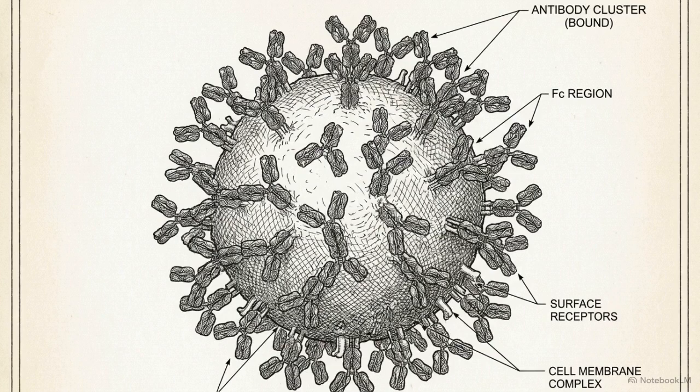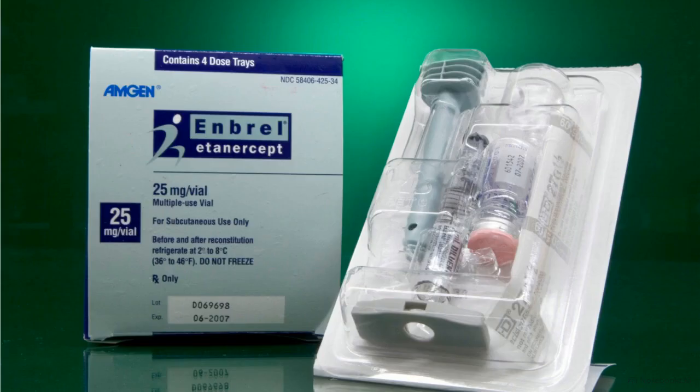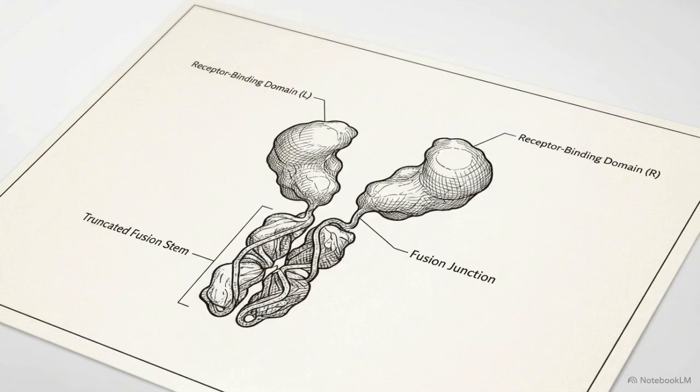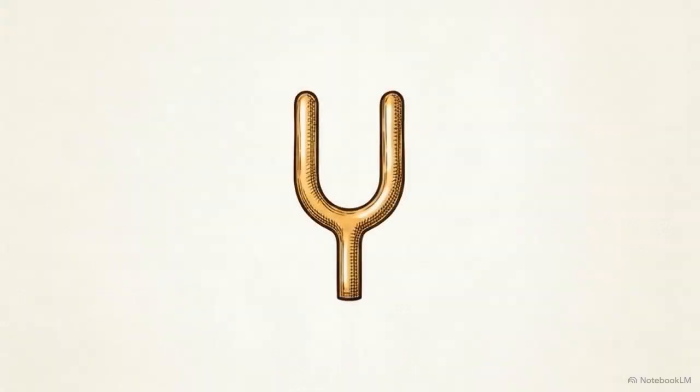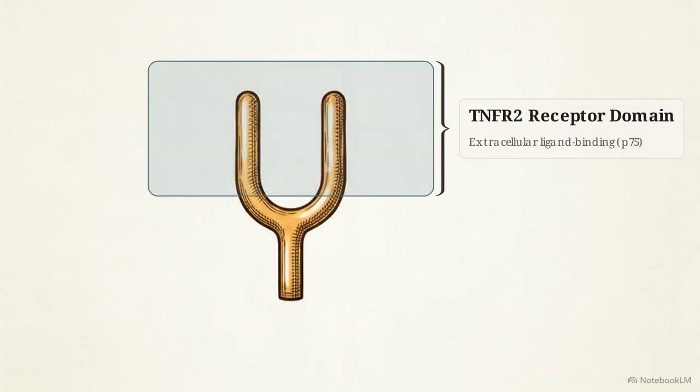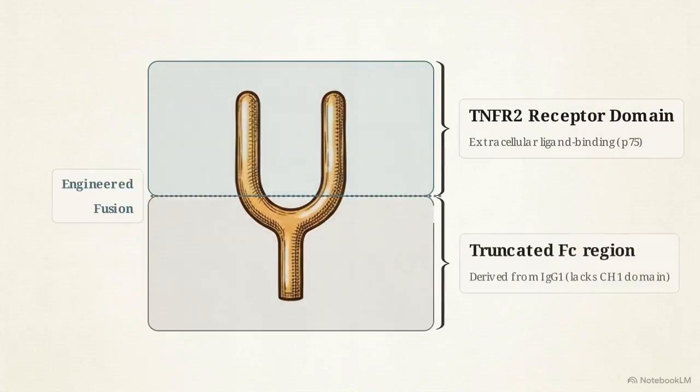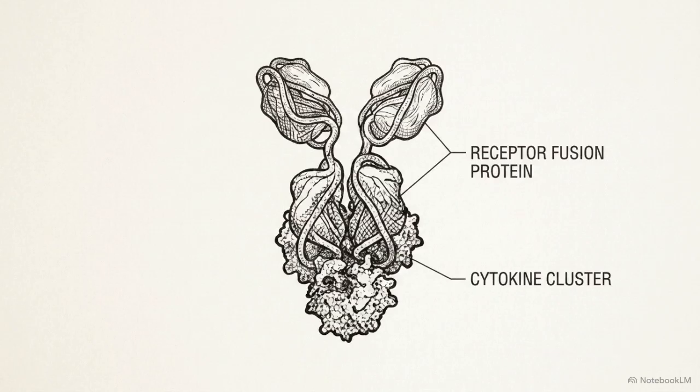Moving to the next item on the matrix, etanercept represents a structural anomaly. It is not a true antibody. Instead, it is a genetically engineered receptor fusion protein. Its architecture consists of the human TNFR2 receptor's extracellular ligand-binding domain fused to a truncated IgG1 Fc region. This truncated structure limits its binding capacity. Etanercept binds to soluble TNF in a strict 1-to-1 ratio.